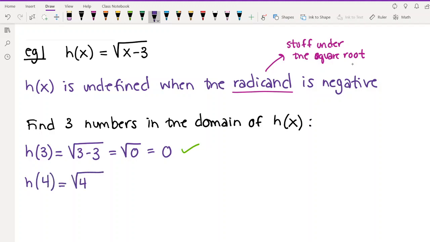So there we'd have the square root of 4 minus 3, so that's the square root of 1. That's equal to 1, and that is fine. We have a positive number under the square root, so we're able to actually take the square root.